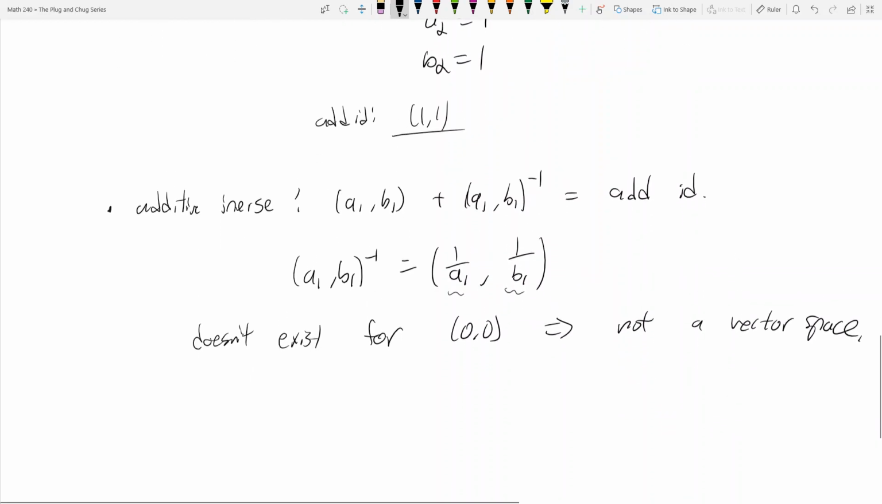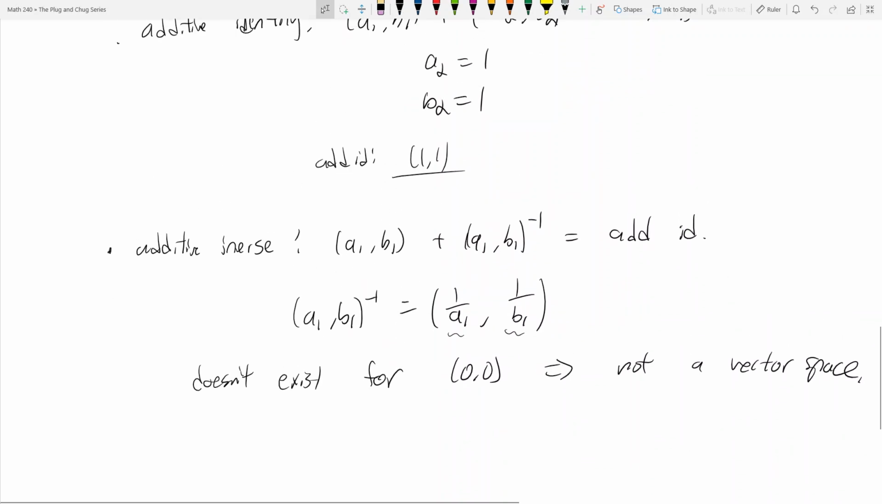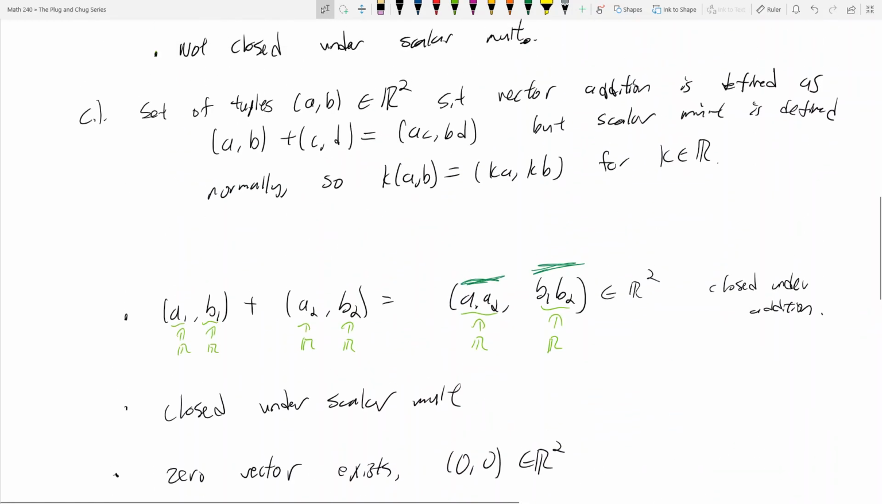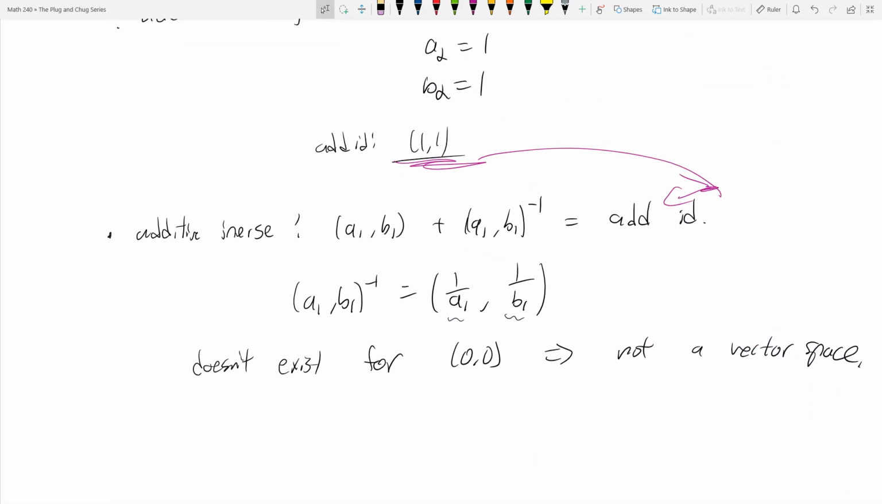right? Because think about it, 0, 0, how do we get to the additive identity, which is 1, 1, right? My additive identity is 1, 1. How do I get to this additive identity from 0, 0 under addition? Remember, addition is defined in this wonky way right here. I can't ever get to 1, 1 because 0 times anything is going to be 0, right? So the additive inverse doesn't exist for every element in my vector space. So it doesn't exist for 0, 0, okay? And so this is one way to show that it's not a vector space.